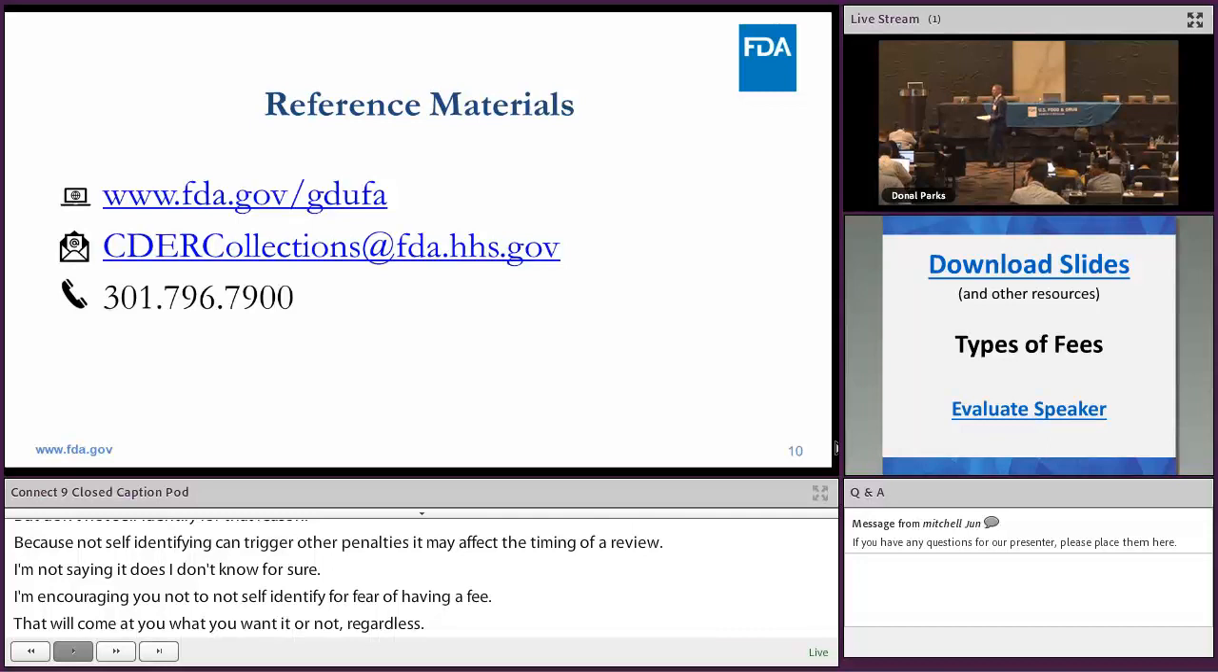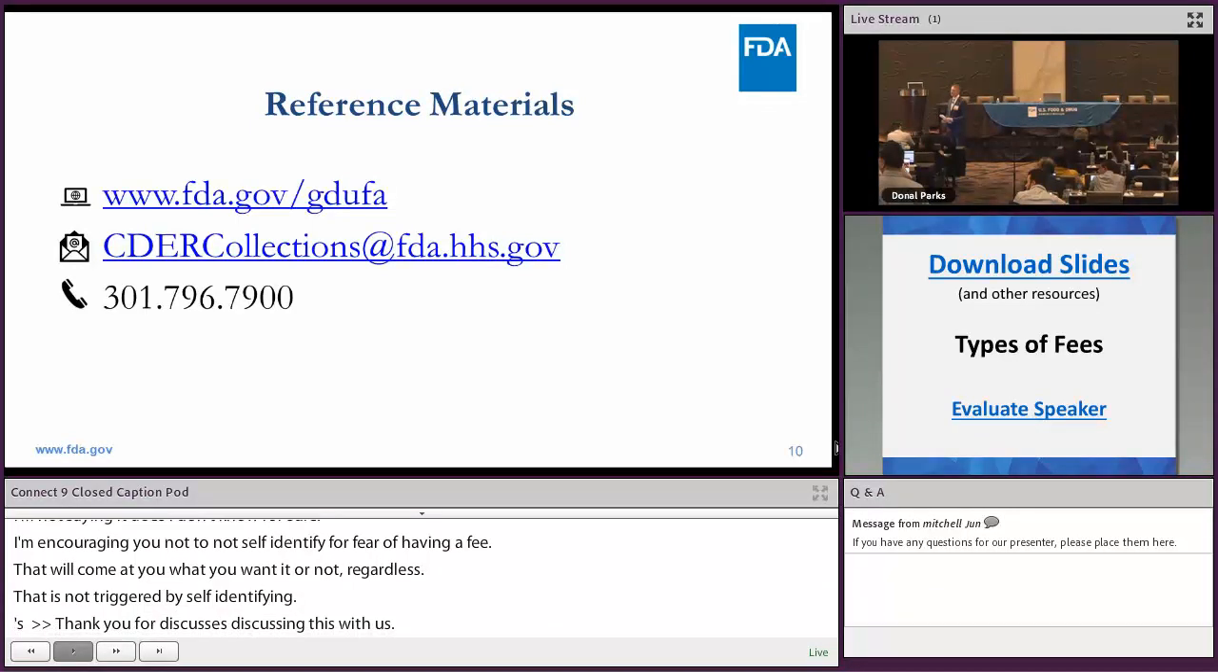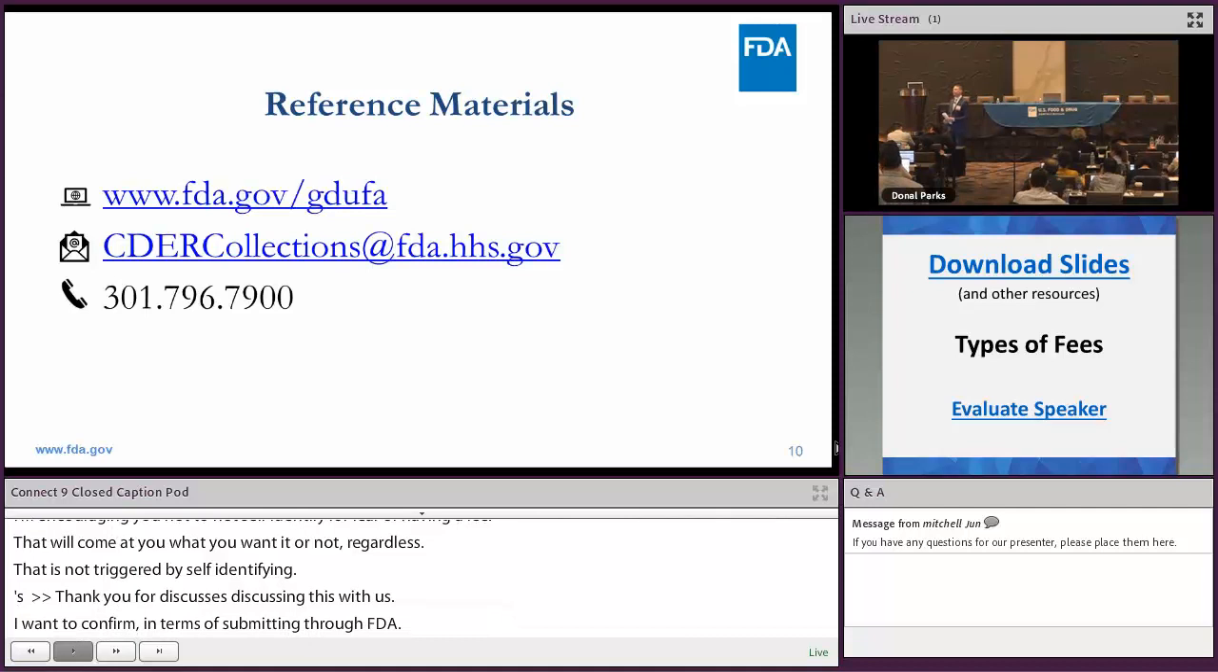Thank you for discussing GDUFA with us. I just wanted to confirm, though, for the portal, in terms of submitting through the FDA.gov for our PDUFA payments. Sorry, for PDUFA payments? For PDUFA payments, okay. Will those also go through the portal as well, or do you want us to still do those?